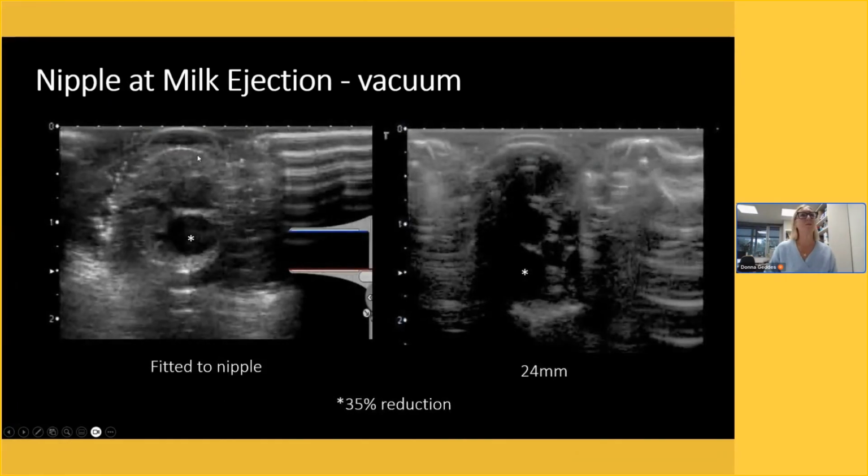In fact, if we fit that tunnel to the nipple and look at milk ejection, and as soon as that occurs, we stop, and we use a bigger tunnel to leave some room for movement and expansion, and apply the vacuum until milk ejection occurs, you can see there's a massive difference in the dilation of these ducts in the nipple. And in fact, that's to the tune, if we look at one duct, of a 35% reduction by making that tunnel a bit too tight.